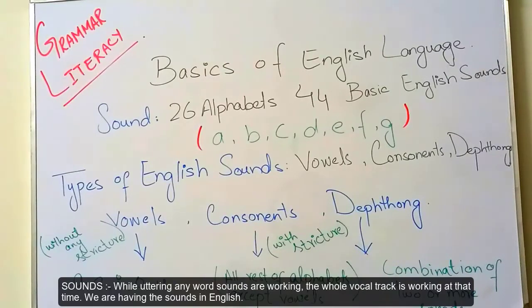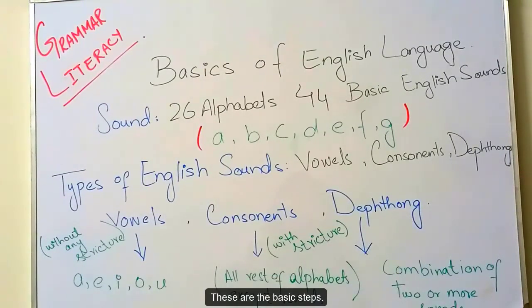Sounds. While uttering any word, the sounds are working. The whole vocal tract is working. And we have sounds in English. These are the basic steps. As you know, when a child is born and starts speaking some language, a native language, mother tongue, he just utters or produces sounds first of all. Cooing, babbling, any kind of sound. So sounds are the basis of any language.